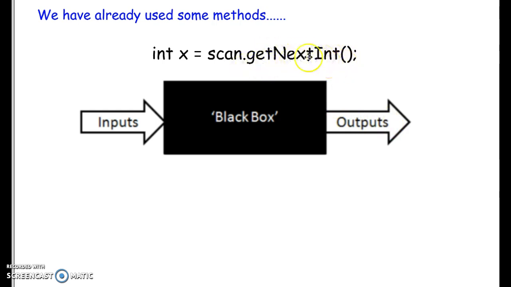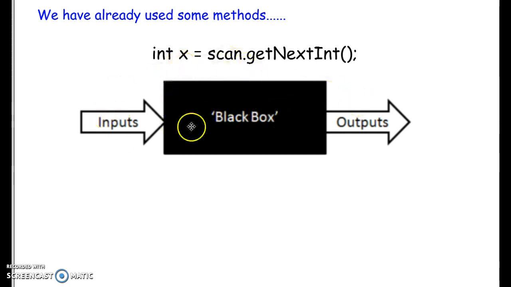So this next int one, actually there is no input, and its output would be x. All right, an int value would come out at the other end. So the cool idea of methods is we don't even have to know how scan next int or get next int works. We just have to call it correctly, realize what's being returned, and then store that.